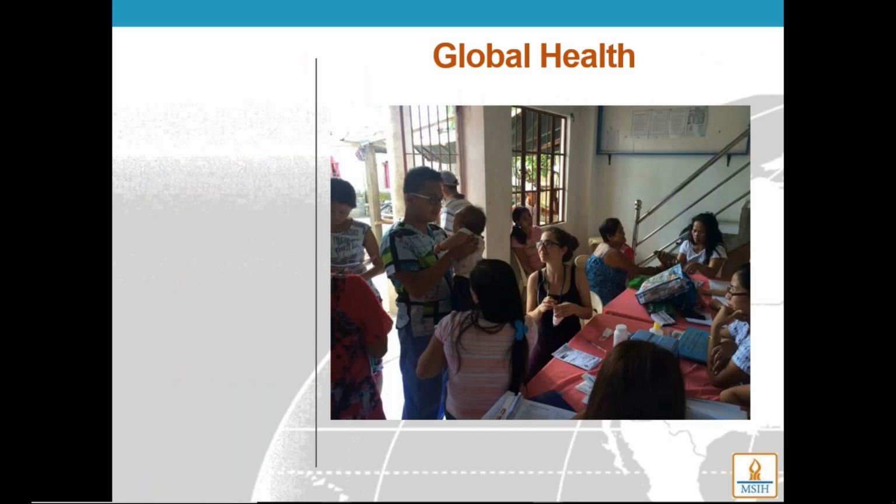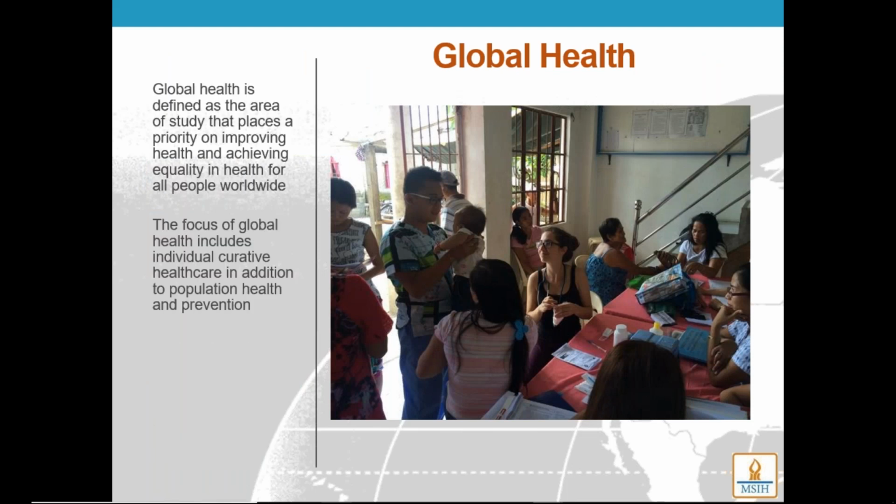Global health is similar to public and international health, but at the same time it is distinct. It not only focuses on populations and prevention, but also on individual curative health care. In addition, it concerns itself with both domestic and cross-border issues. The focus is domestic as well as international, and global health is truly interdisciplinary.